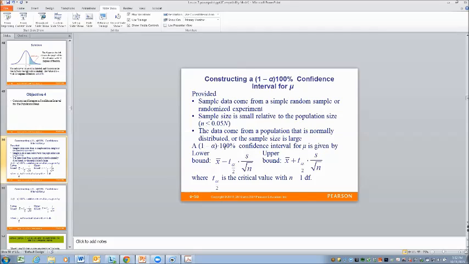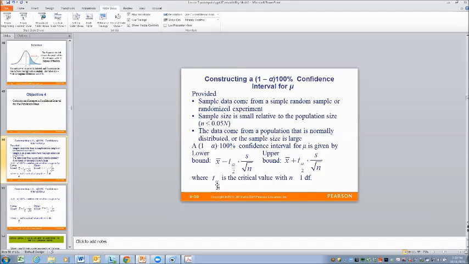And a 1 minus alpha 100% confidence interval for mu then is given by x bar minus t alpha over 2 times s over the square root of n. The upper bound is x bar plus t alpha over 2 times s over the square root of n, where t alpha over 2 is the critical value with n minus 1 degrees of freedom. Okay, that's a lot of notation.